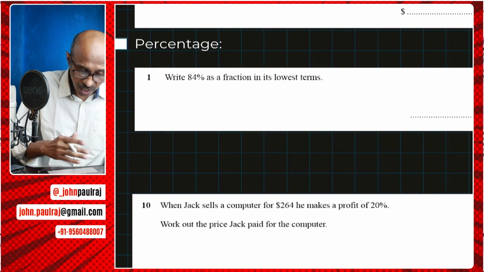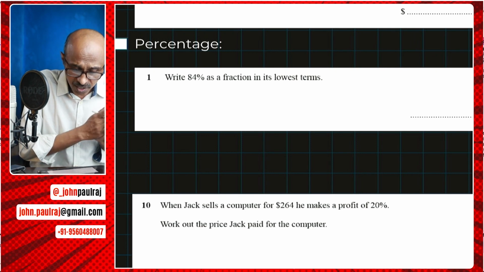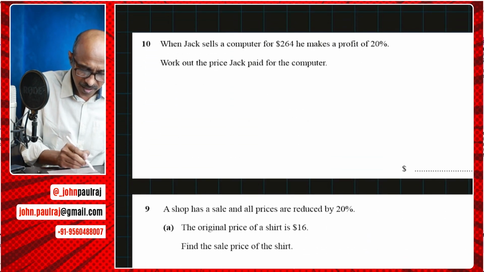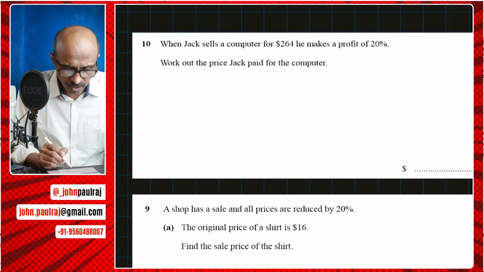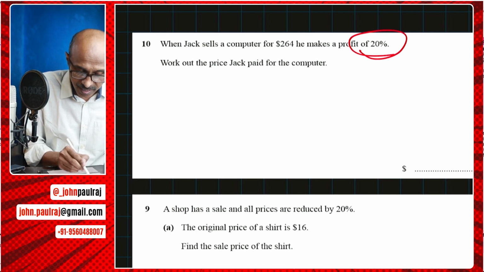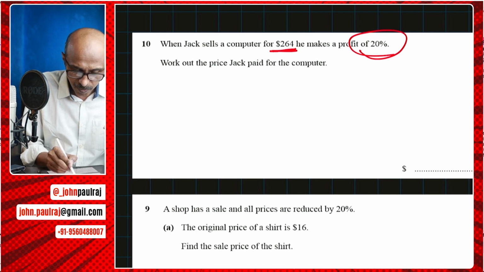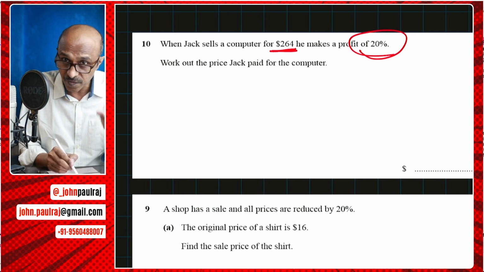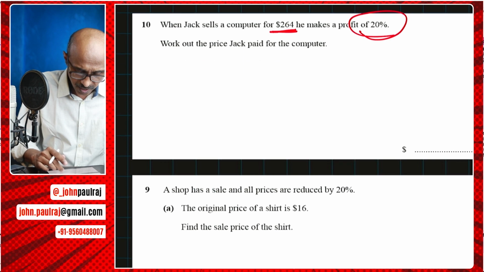Then comes percentage, either writing a percentage as a fraction, or it comes in forms where this resembles a selling price, cost price, profit kind of a question, but then still is under that bracket of percentage. In this question, they've given the selling price, they've given the profit, and they've asked the cost price, but they've given the profit in terms of a percentage. Okay, that's why I put it there.